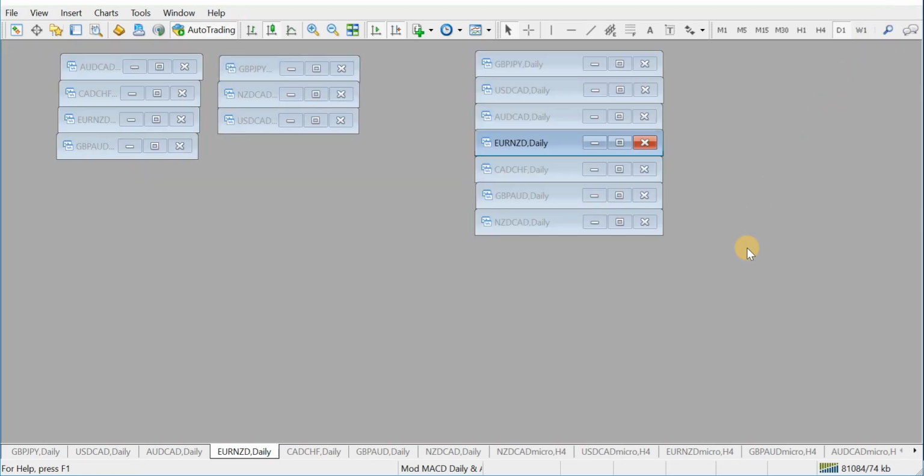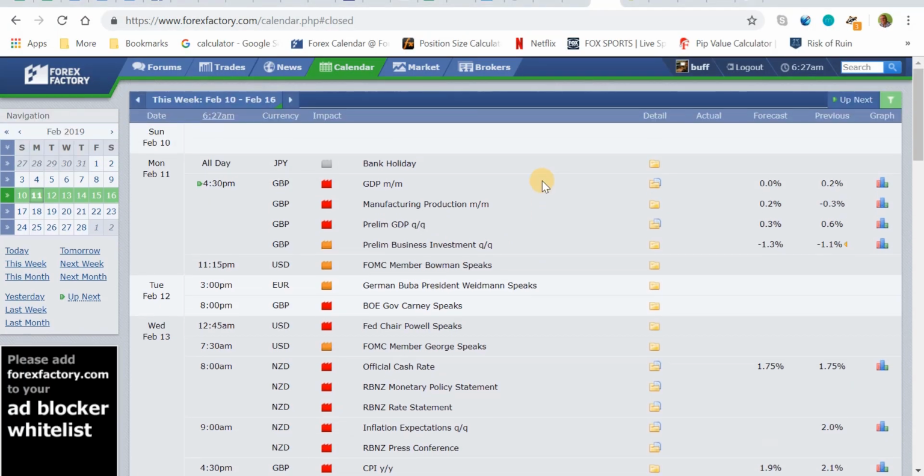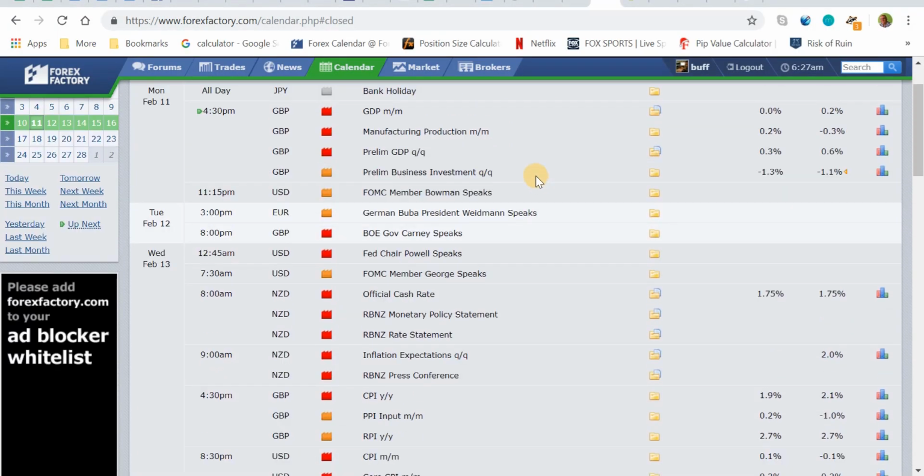So that's it. News-wise, let's have a look. I'm pretty sure I've got my calendar up here. Start of a new week, Monday the 11th of February. Japan's obviously got a holiday today, lucky them. They seem to have a lot of holidays in Japan. Then we've got pound GDP and manufacturing production today. They've got a few bits of high impact news out of the UK. So that's just something to watch out for. That's later today.